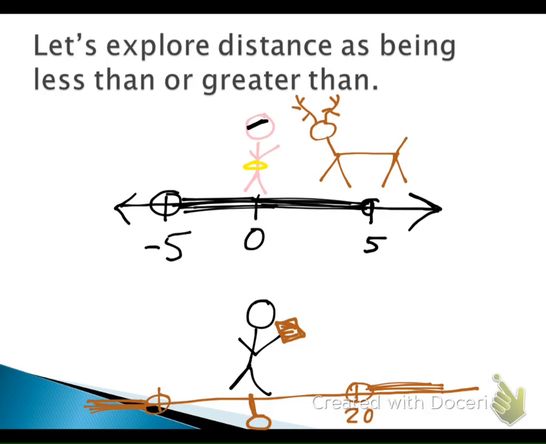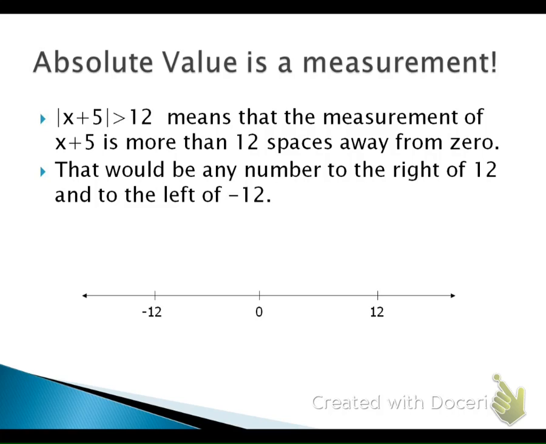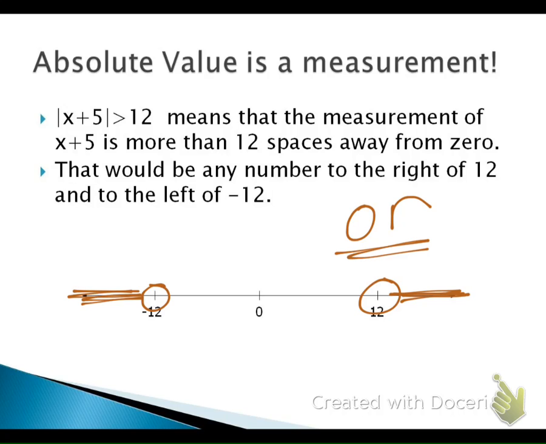Okay. Sorry, I'm the worst artist in the world. All right? We can translate this to a number line, of course, in math. So if I wanted to say that this expression was greater than 12 units from 0, it could be away starting at 12 or at -12. And again, we discuss how this appears to be an or problem. Make sense?